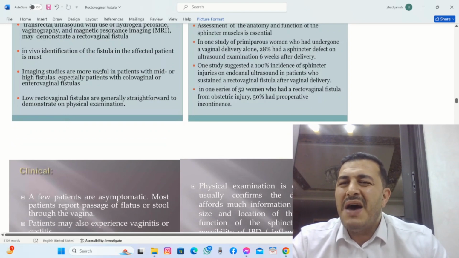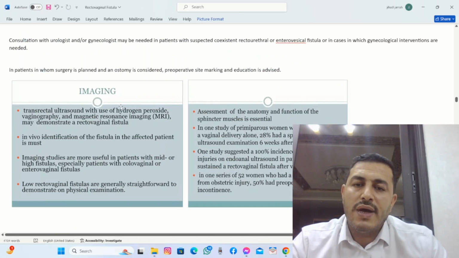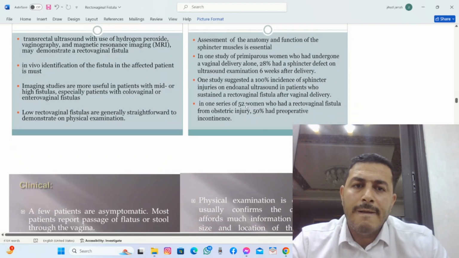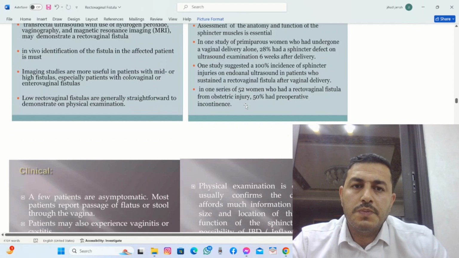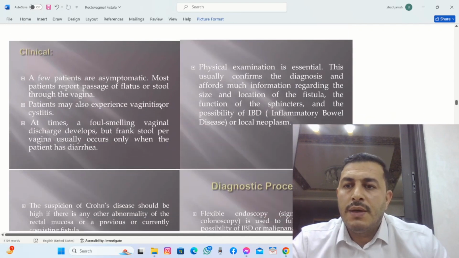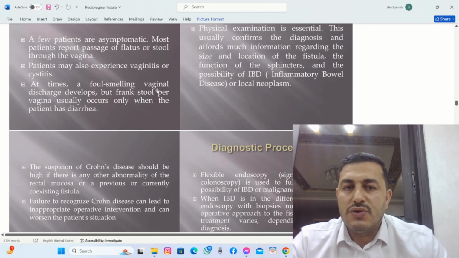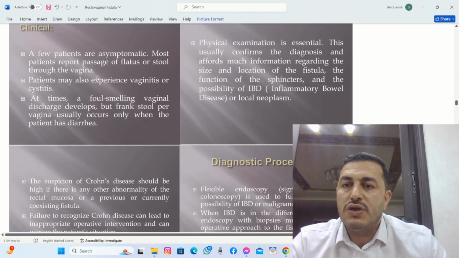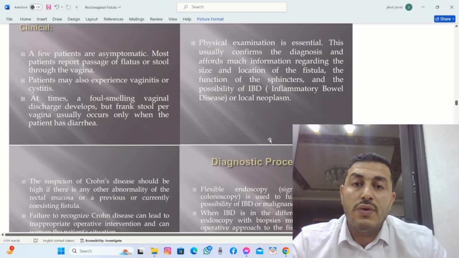Here, imaging studies are more useful in mid or high fistula. Low fistula is usually straightforward and you can detect and assess them. Assessment of the anal sphincter is important. I actually use many sources to create a clear imagination about the subject. What else is written here? We said that few are asymptomatic. Most patients have symptoms: vaginitis, cystitis, foul-smelling vaginal discharge, frank stool per vagina. This is associated with diarrhea.